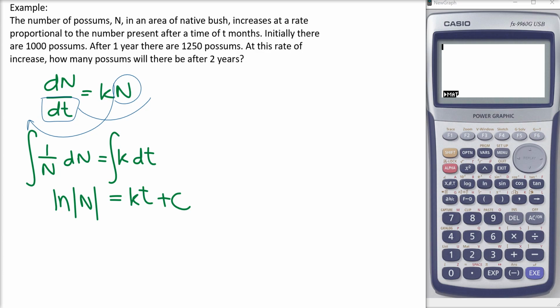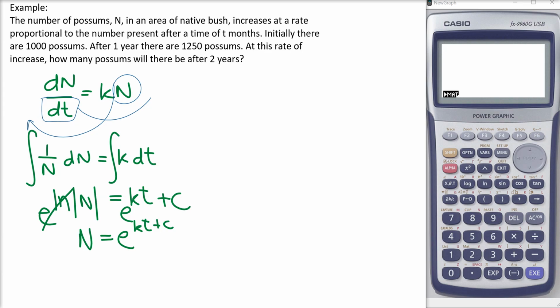Happy with that? Okay, now I can manipulate this, and again, it might not be algebraically correct, but if I raise everything to the power of e, what happens to the natural log and the e? They cancel out. So what we've got is N equals e to the kt plus c. Happy with that? What are k and c?